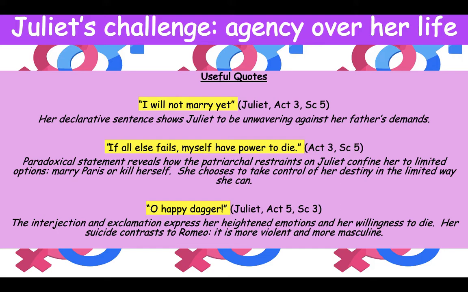And we see that right at the end when she refers to the instrument of her death as "O happy dagger" in Act 5, Scene 3. This is of course an oxymoron, but the interjection and exclamation express her heightened emotions and her willingness to die. That's her actively taking a decision about her life or the end of her life. Her suicide contrasts to Romeo as well. Remember, we've already talked about Romeo being really quite feminine. He takes poison. She is much more masculine in her death. It's much more aggressive because she stabs herself. So again, even in their death, they are challenging the stereotypes of their gender.